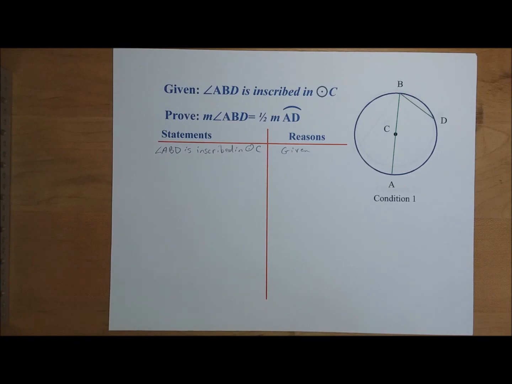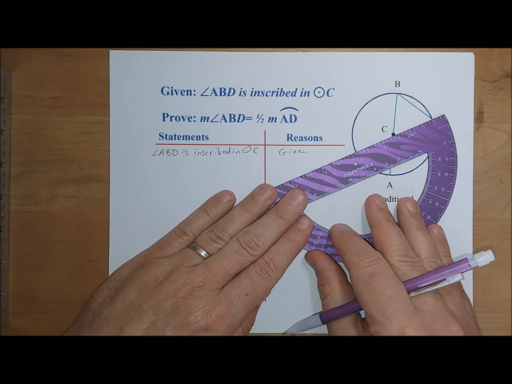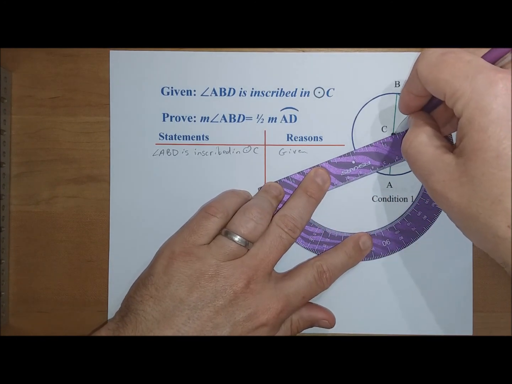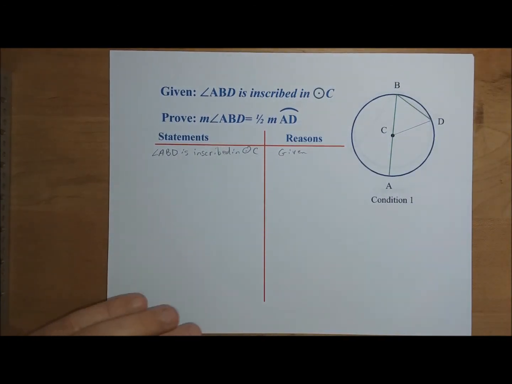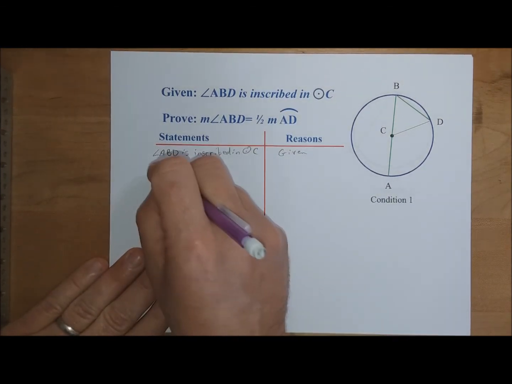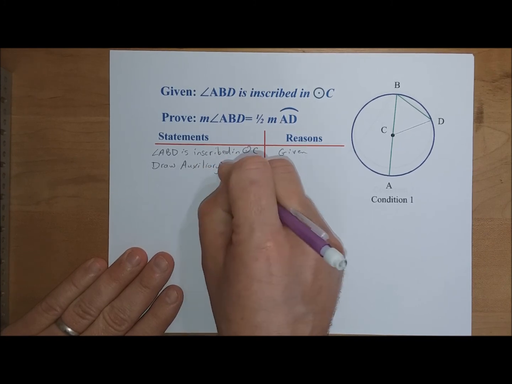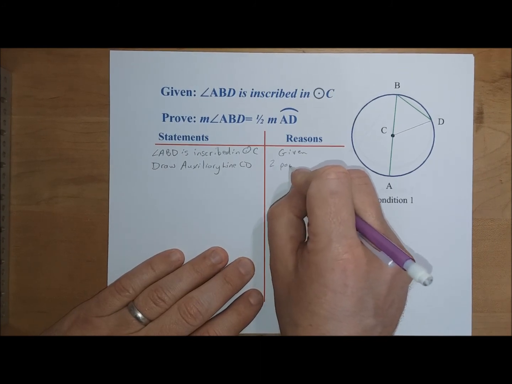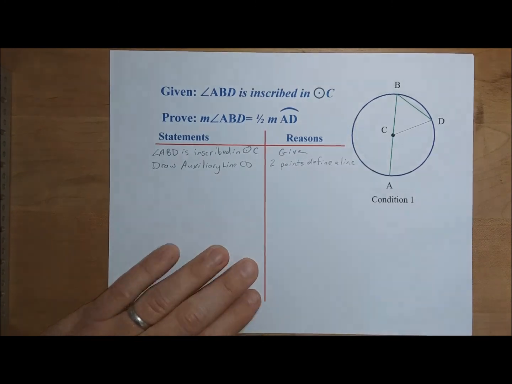Where do we want to go from here? Well, the first thing I want to do is draw an auxiliary line. There's no reason you can't, at any time you want in geometry, draw a line between 2 points, because 2 points define a line. So I'm going to draw that auxiliary line right there from C to D. I'm going to say auxiliary line CD, and the reason I can do that is because 2 points define a line, right? All right. What do we do next?